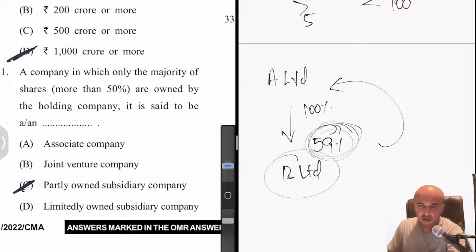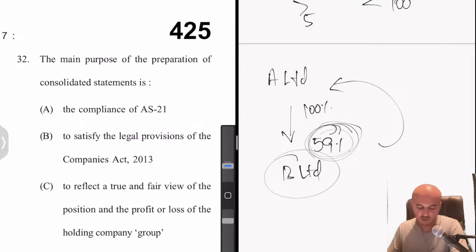So Lakshya says it would be a partly owned company. Yes, of course, she is right. It's a partly owned subsidiary company because we do not have 100% stake in that subsidiary company. Therefore, it becomes partly owned.